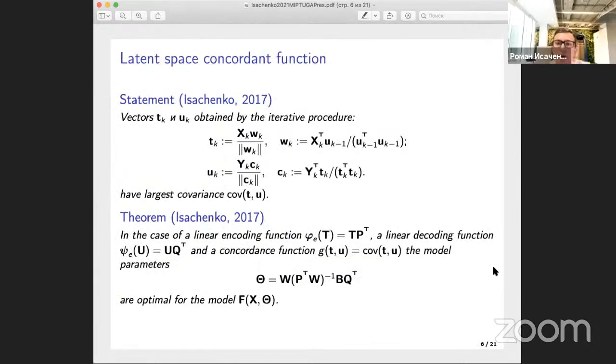We proposed an iterative procedure for finding projections with maximum covariance. A theorem of optimality for the model parameters of the concordant decoding model has been proved in the case of the concordance function being the covariance function.